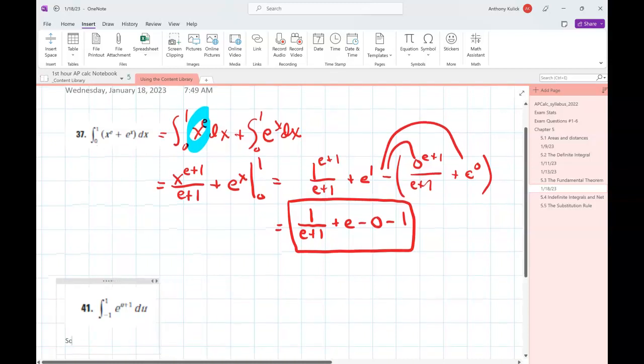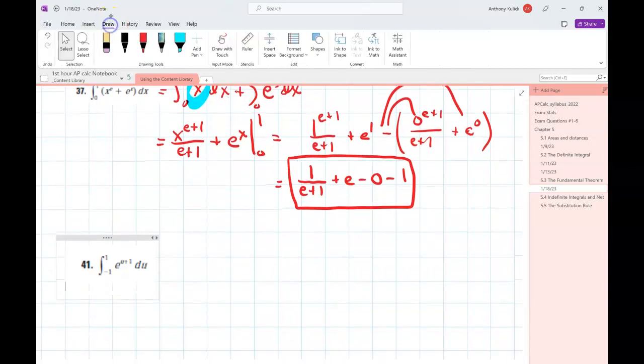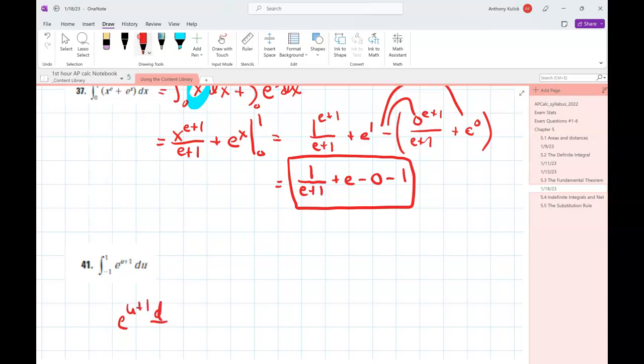Okay, we have the integral from -1 to 1 of e to the u plus 1 du. So we need the antiderivative of e to the u plus 1. What's the derivative of e to the u plus 1? E to the u plus 1 times the derivative of u plus 1. And what's the derivative of u plus 1? Just 1. So if the derivative of e to the u plus 1 is e to the u plus 1, what's the antiderivative of e to the u plus 1? E to the u plus 1. Yep.